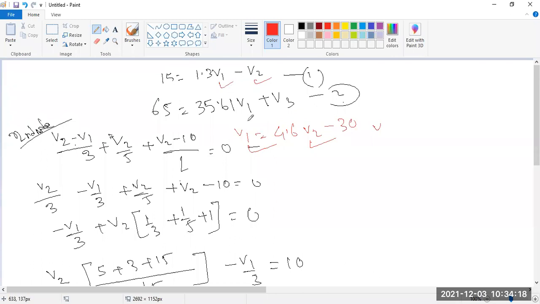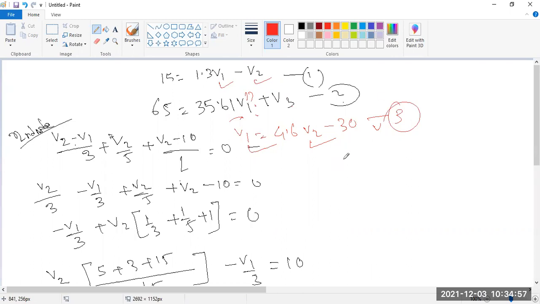But in the second equation, you can find there is V1 and V3 also. So if I can find the value of V1, then we can put it over here, and we can also get the value of V3. So this is the equation number 3. If I put this V1 value over here, then what will you get? Only V2.